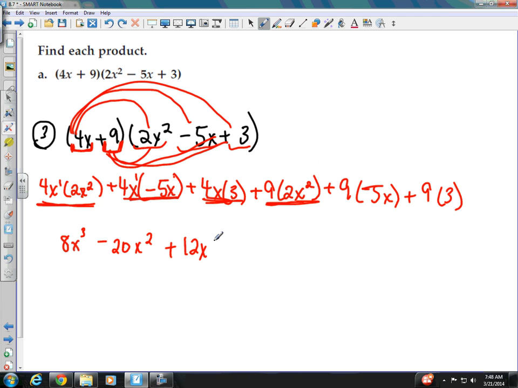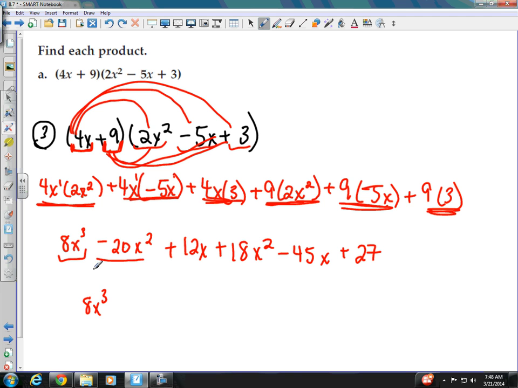9 times 2x squared gives us 18x squared. 9 times a negative 5x gives us a negative 45x. And 9 times 3 is 27. So now, we're going to look to see if we can combine any like terms. So I have 8x to the third. He has nobody to go with, so he just drops. But I have a negative 20x squared and a plus 18x squared.